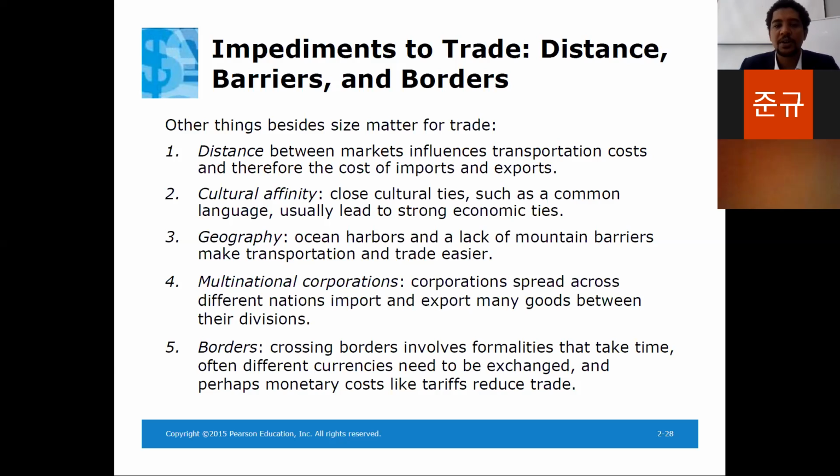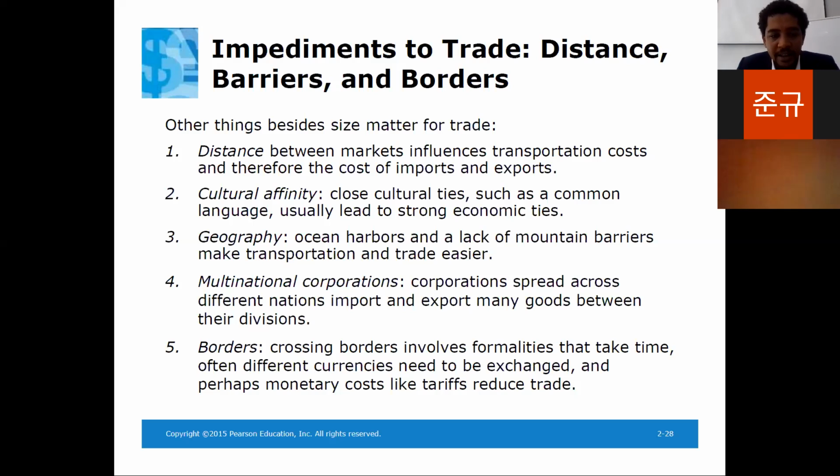Okay, the other is geography. Ocean harbors and a lack of mountain barriers may make transportation and trade easier. So the geographic location of a country might also affect the trade between two countries. If there is an ocean and there is easy transport between these two countries, then international trade will improve. This means besides the size of the economy of the country.